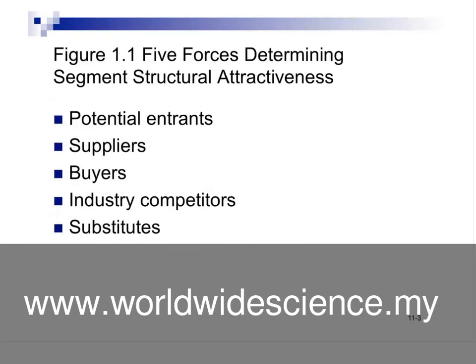Okay. Five forces determining segment structural attractiveness. So there are five forces that determine the segment structural attractiveness. One is the potential entrants, suppliers, buyers, industry competitors, and substitutes. So it's a lot about the five forces, like the five forces in the Porter strategy thing. So potential entrants are those who could enter the market. They're not there yet, but they could be. Suppliers are those who are supplying your raw materials or stuff that you get. And buyers are those who buy your product. Industry competitors, and substitutes are those that you could be substituted for.